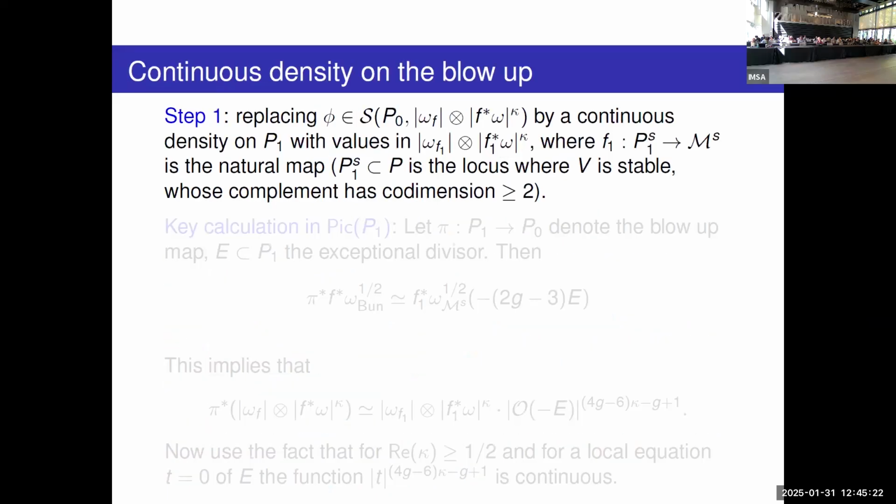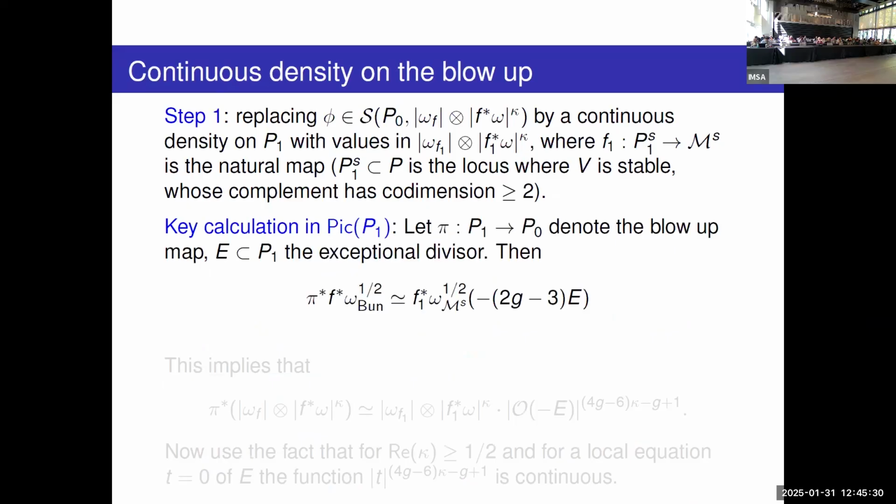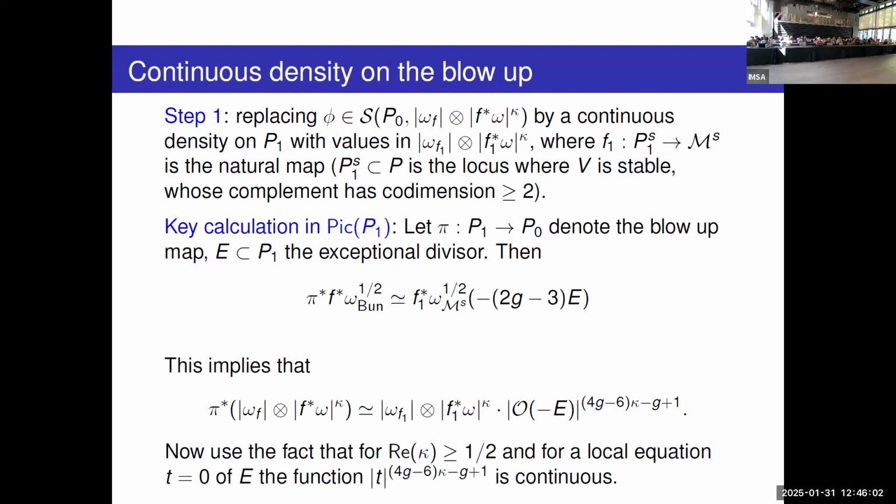Right, so the first step is to go from P0 to P1. There is some blow up going on, and one needs to check some relation between line bundles. Because when you do this blow up, you actually change the family of bundles you consider along the exceptional divisor. For this reason, the corresponding pullbacks of canonical bundles from the moduli stack of bundles differ by something on the exceptional divisor. You have to calculate exactly the multiplicity of the exceptional divisor that you get. And this is some standard calculation.